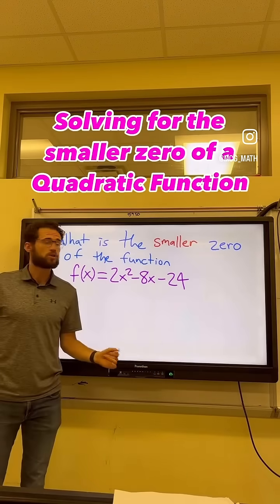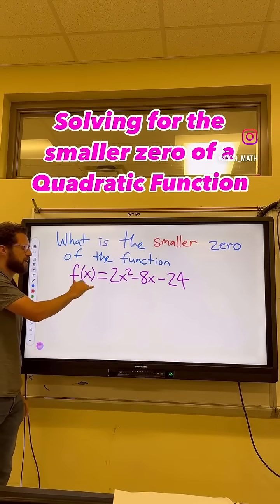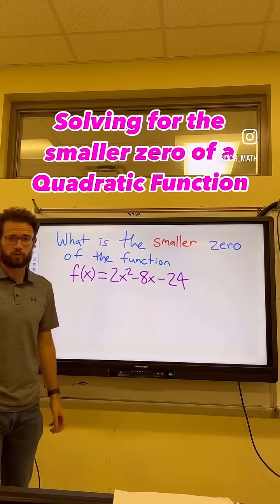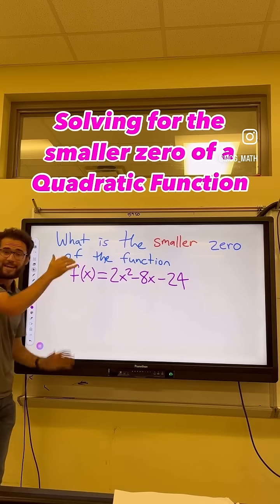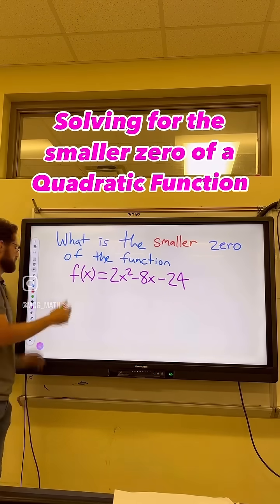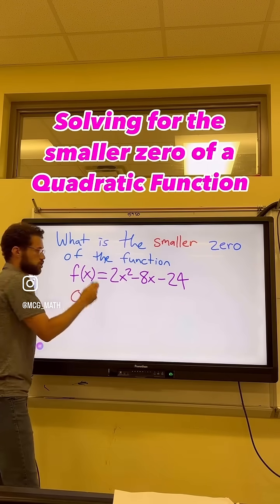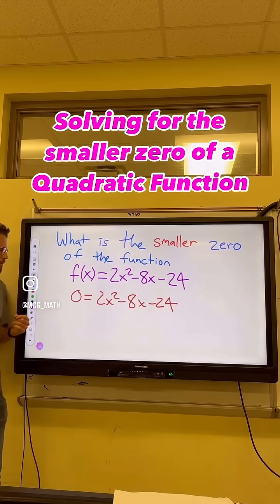What's the smaller zero of the quadratic function f of x equals 2x squared minus 8x minus 24? So to find the zeros, you start by setting f of x, or your output, equal to 0. In this case, 0 equals 2x squared minus 8x minus 24. From there, we need to factor it.